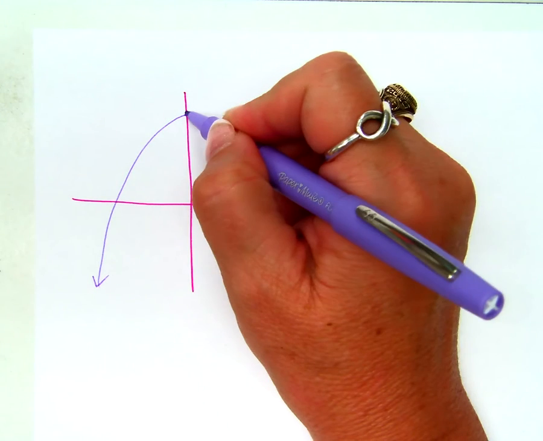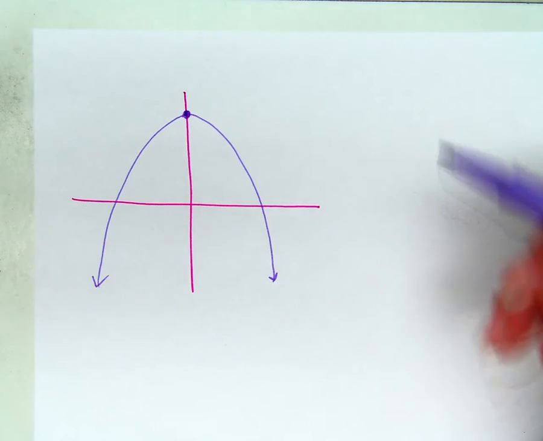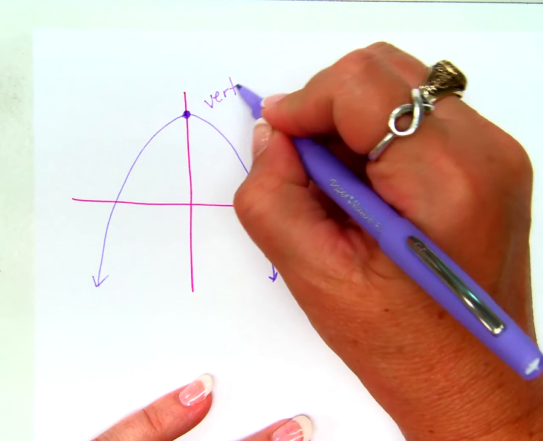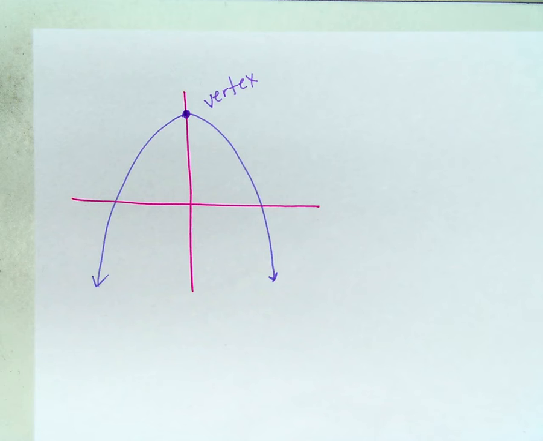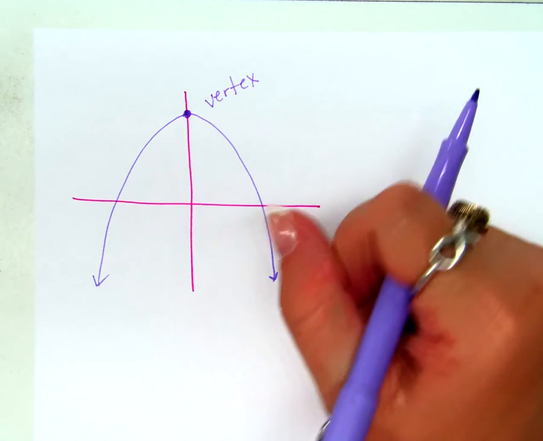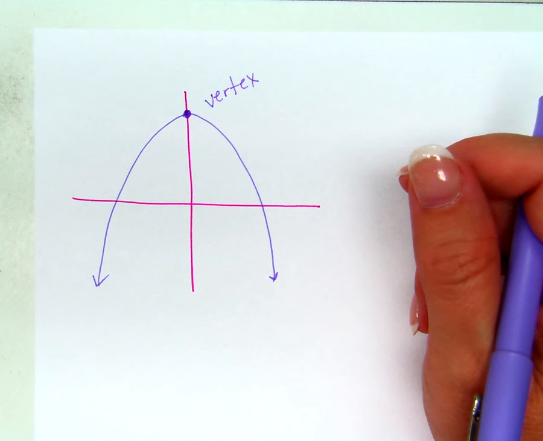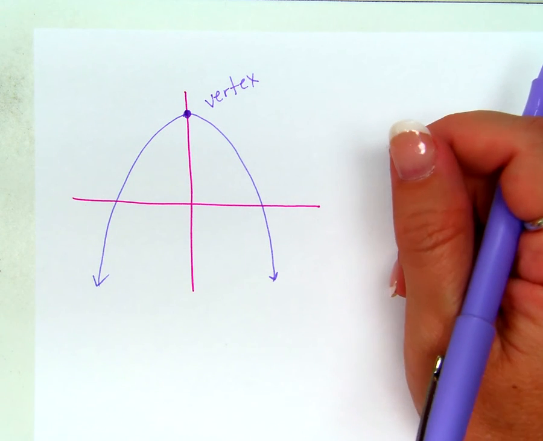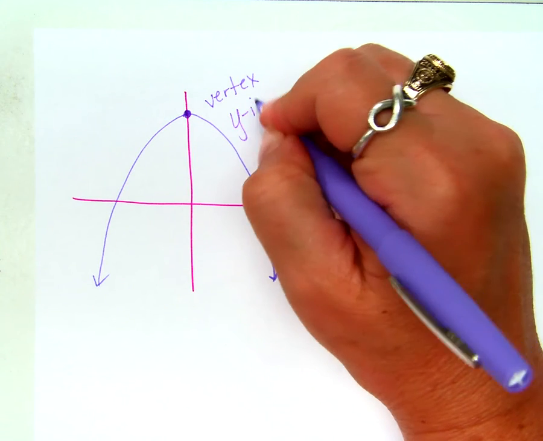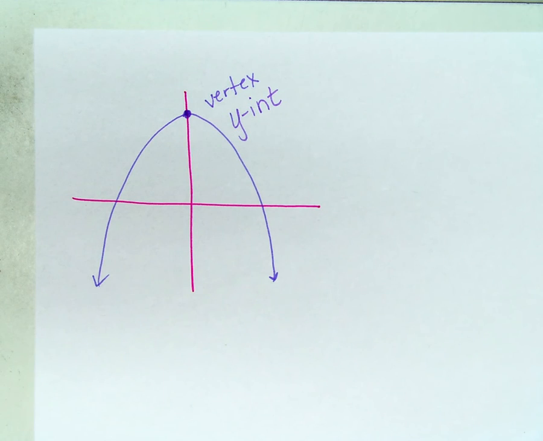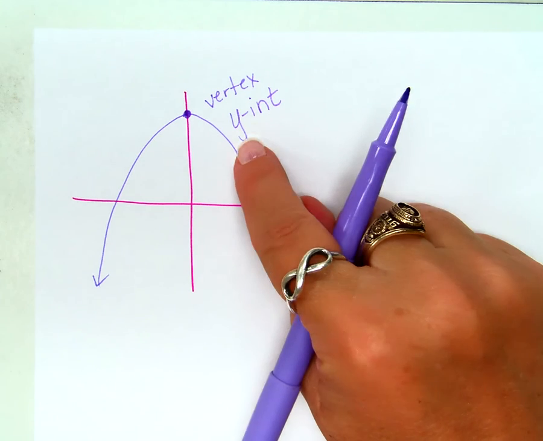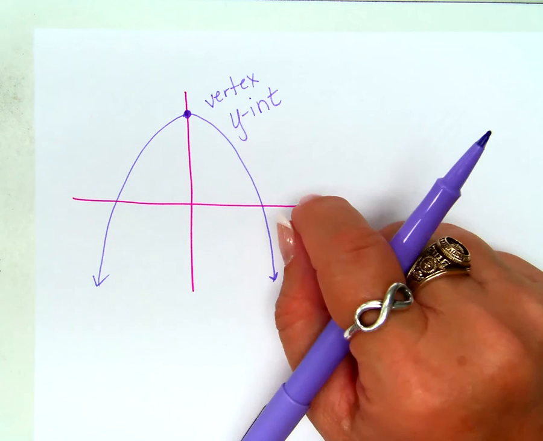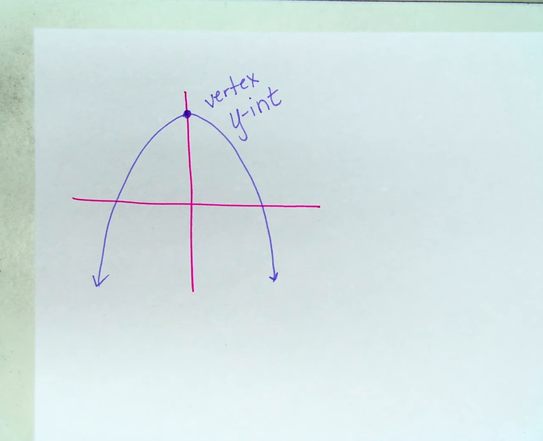There's actually two names for this point right here. Can you tell me the two names? Vertex is one of them because it's specifically a parabola, right? But what's another name for that? Where is it crossing specifically on the axis? It's the y-intercept. Now, just to remind you, we use y-int to stand for y-intercept. Yes, I know, it's okay.